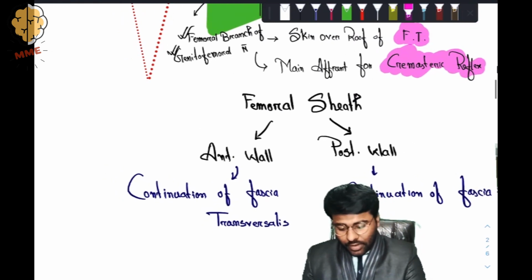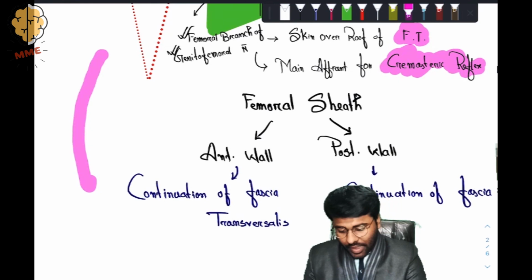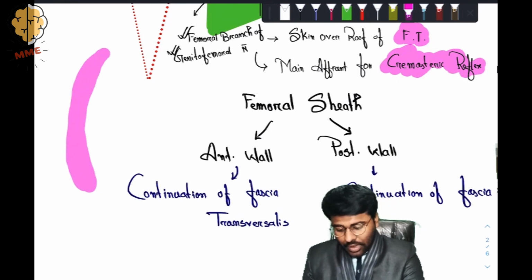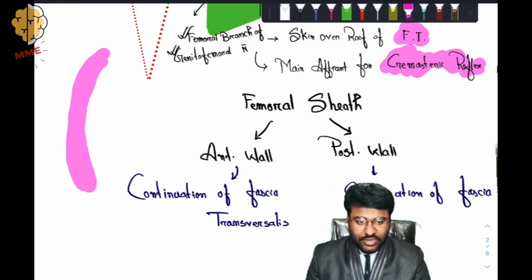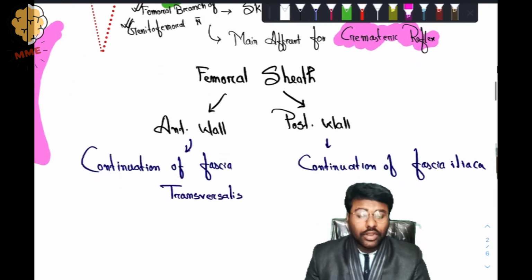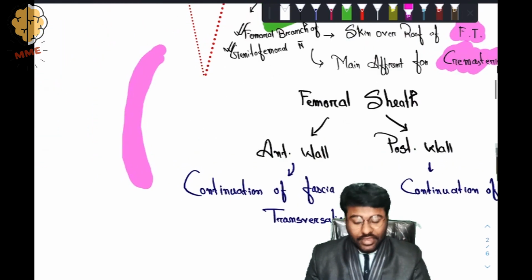What is present in the anterior wall? We know from the abdomen there is a fascia, and this fascia is called the fascia transversalis. And in the posterior wall, we know there is the iliacus muscle, so there is a fascia over the iliacus muscle. This is called the fascia iliaca.